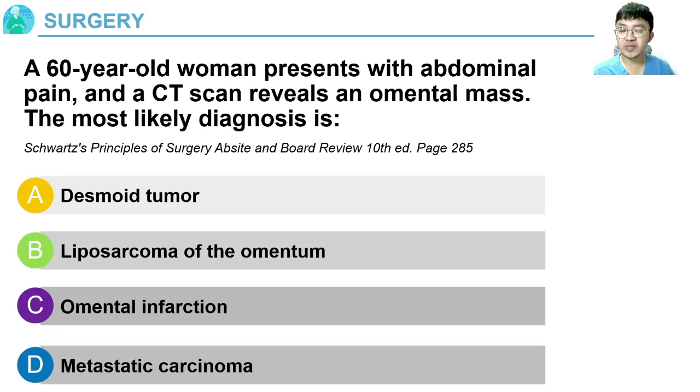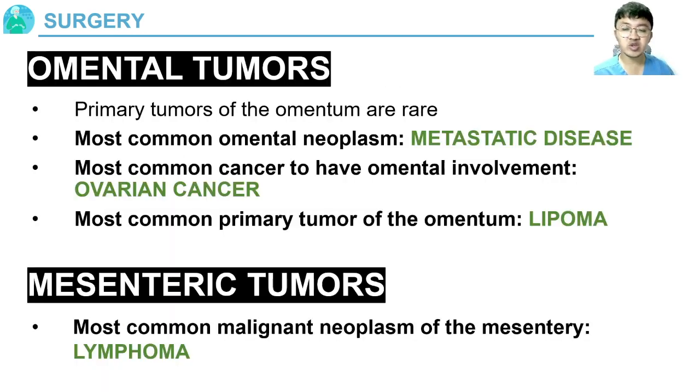Next, a 60-year-old woman presents with abdominal pain, and a CT scan reveals an abdominal mass. The most likely diagnosis is, so this question is basically asking what's the most common cause of an omental mass. It's a metastatic carcinoma. Primary tumors of the omentum are rare. Most commonly, they're metastatic. The most common cancer to have omental involvement is ovarian carcinoma. That's why they do omentectomy when you have ovarian tumors. The most common primary tumor of the omentum is a lipoma, because again, the omentum is basically just fat.